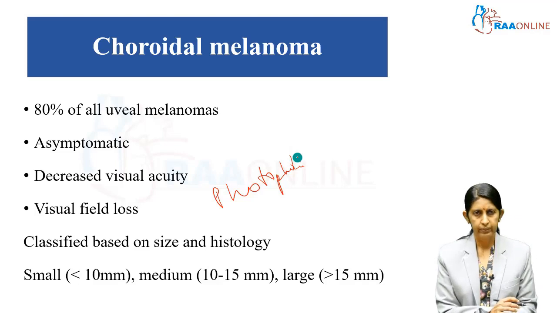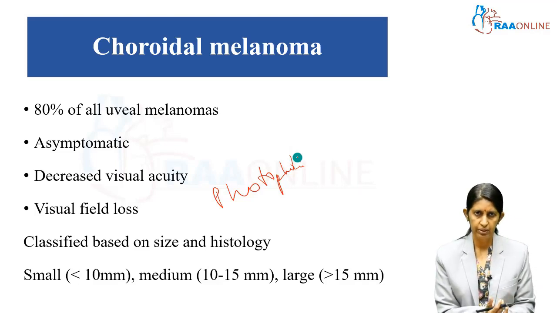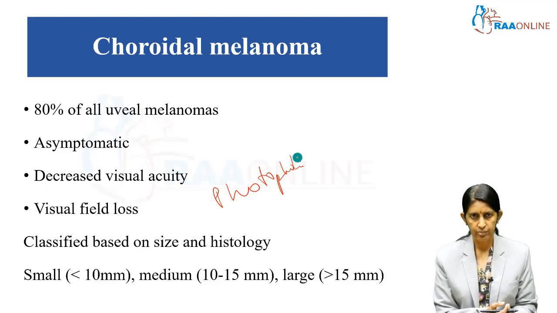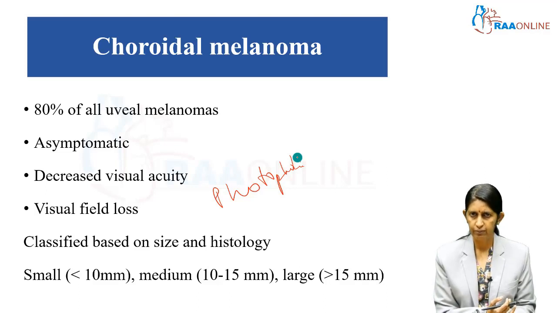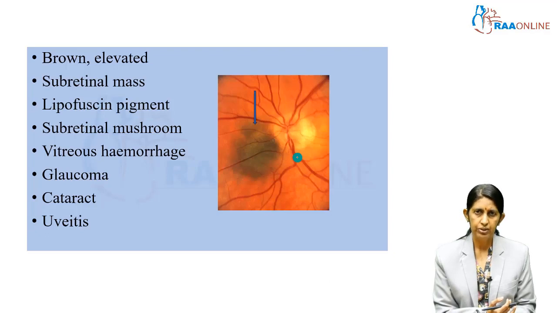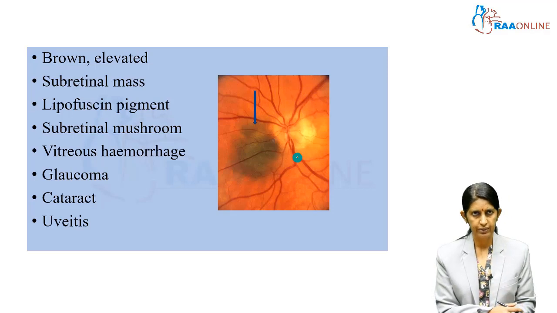Choroidal melanoma can be classified based on the size and based on the histology. On the size, it can be a small, medium or a large tumor. A small tumor is usually less than 10 millimeters. A medium tumor is 10 to 15 millimeters, and a large tumor is greater than 15 millimeters. And based on the histology, we have another modality of classifying tumors.